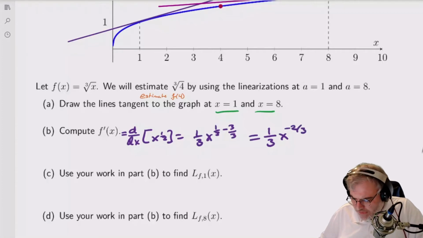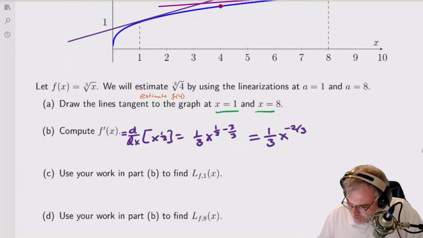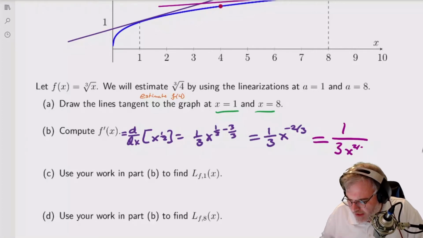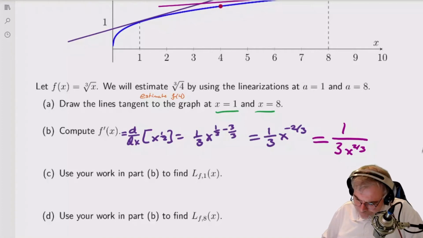Now, normally I would leave it like that, and that's the correct answer. But in this case, I'm going to do a little bit more because I know I'm about to use it for the linearization formula. So I'm going to put it on the bottom: 1/3 x to the 2 over 3. As I said, totally optional, but I know it's coming, so I'm just going to do it.